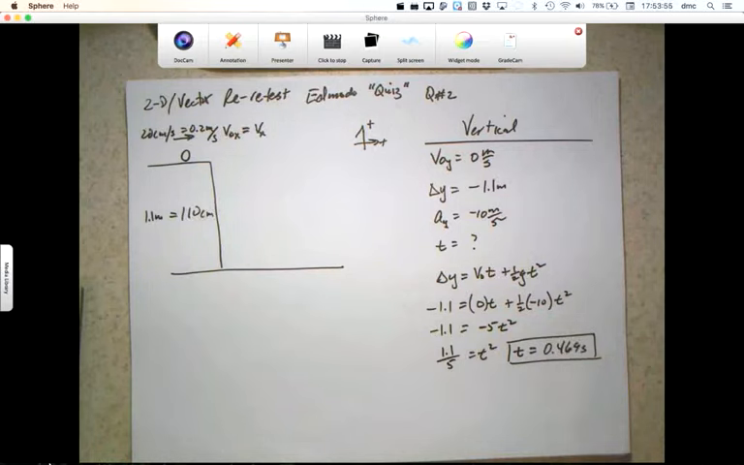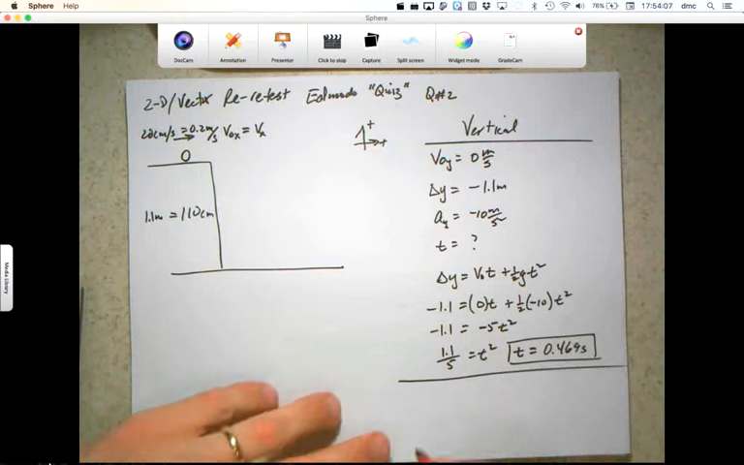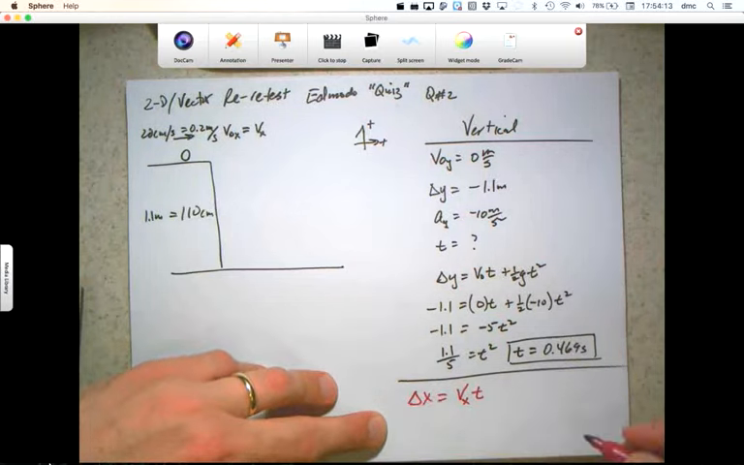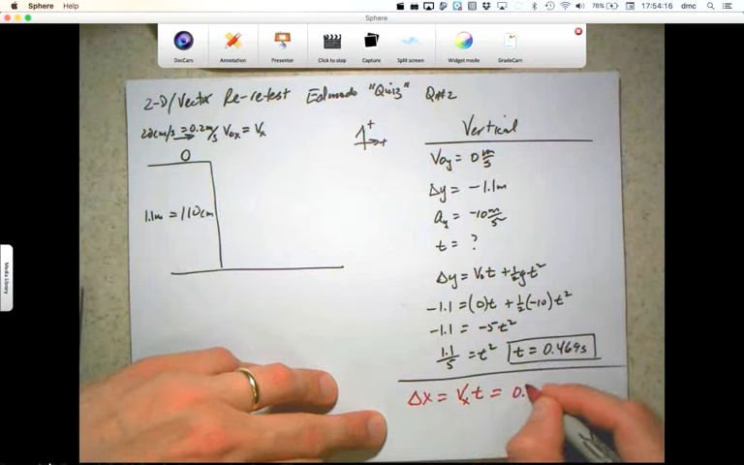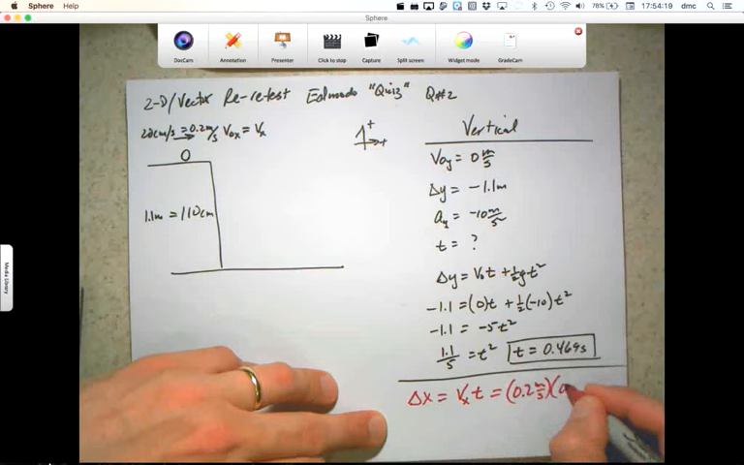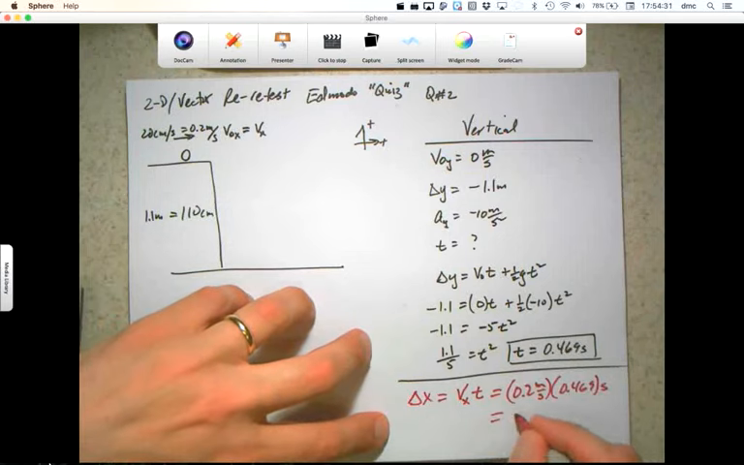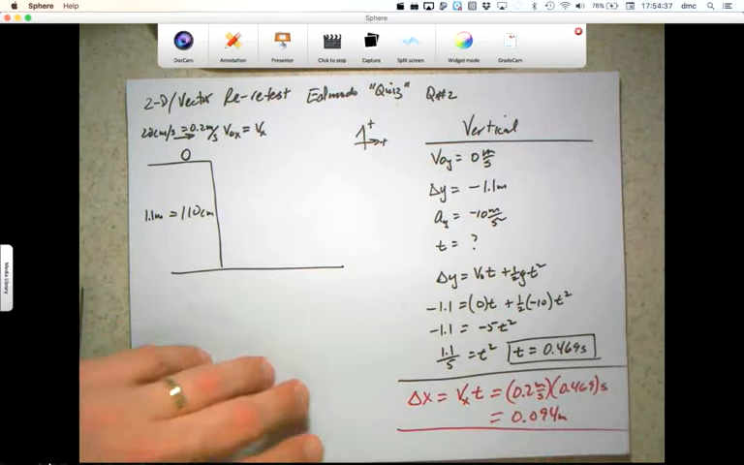The horizontal distance the marble travels while falling to the floor is. Okay, so horizontally, the distance is going to be delta x equals the horizontal velocity times the time to hit the floor. So that equals 0.2 meters per second times 0.469 seconds. So 0.469 times 0.2 is 0.0938, so that's 0.094 meters. All right, so there's the answer to part 2.